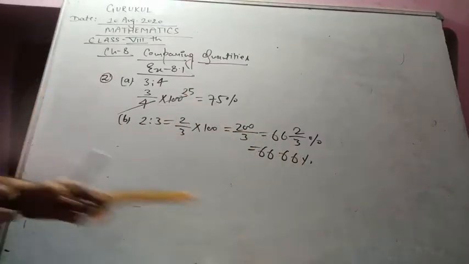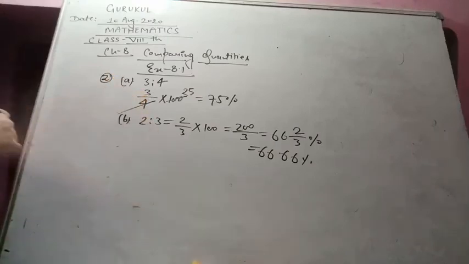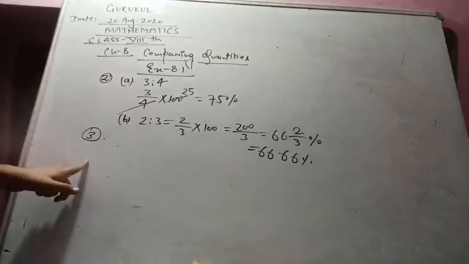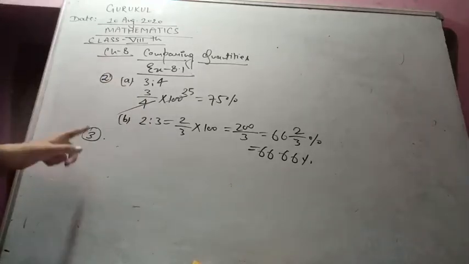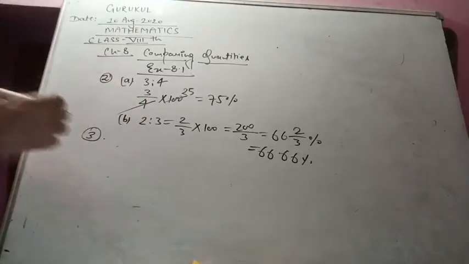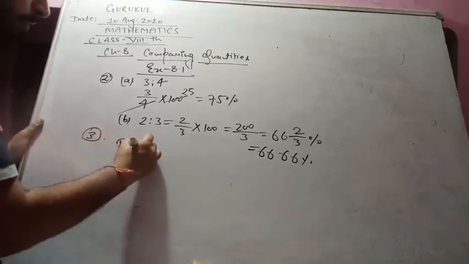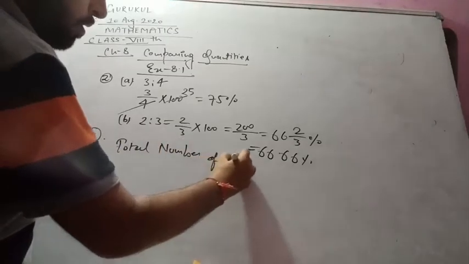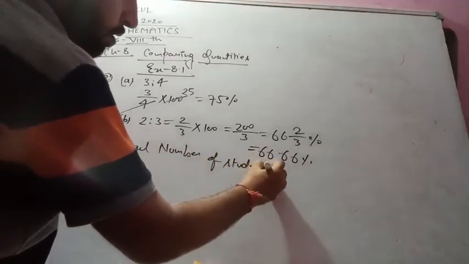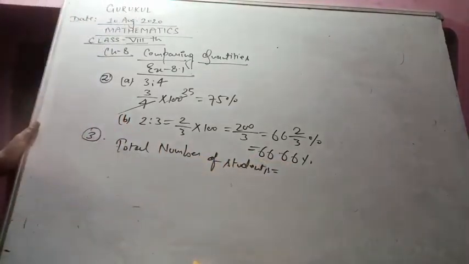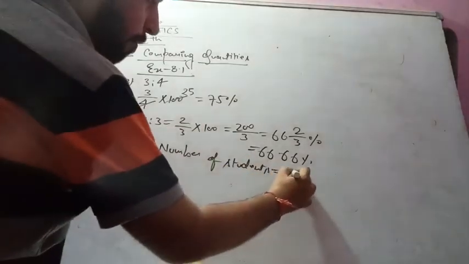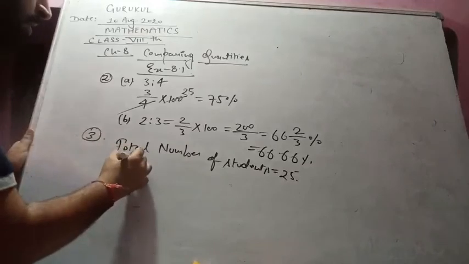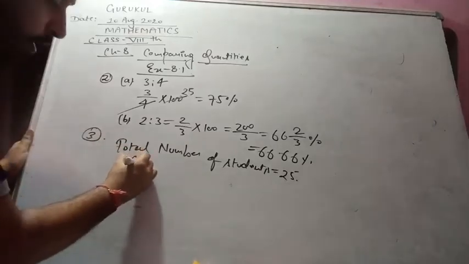Now question number 3. Question number 3, space is available in the board. I am solving it here. 72% of 25 students are good in mathematics. What is the total number of students? 25. Total number of students. Total number of students are given, 25. How many students are good? How much percentage? Good in maths.